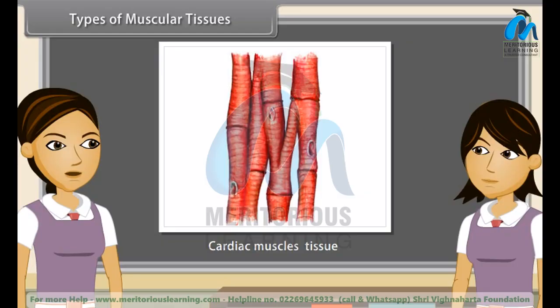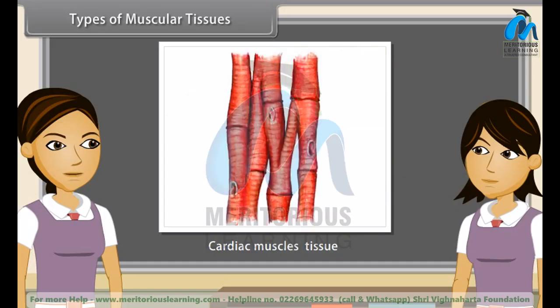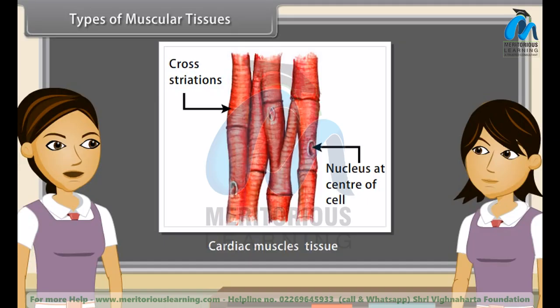Cardiac muscles are found in the myocardium of the heart. They are both striated and smooth muscles. Cardiac muscles are composed of branched fibers. The branches join to form a network. Each fiber is surrounded by sarcolemma and has sarcoplasm with longitudinal microfibrils and a central nucleus. The intercellular spaces are filled with abundant loose connective tissue supplied with blood capillaries.